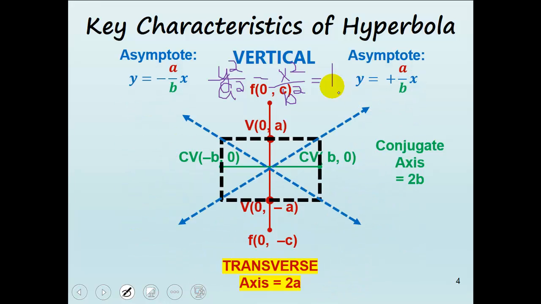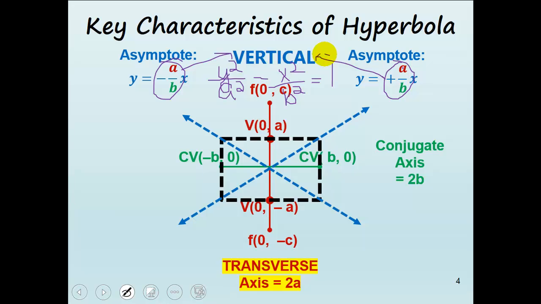Once we get our box drawn, then we're going to put in our asymptotes, and notice that our asymptotes are now a over b. So when it's vertical, it's a over b and negative a over b. So you have to remember that it changes when you have a vertical hyperbola.